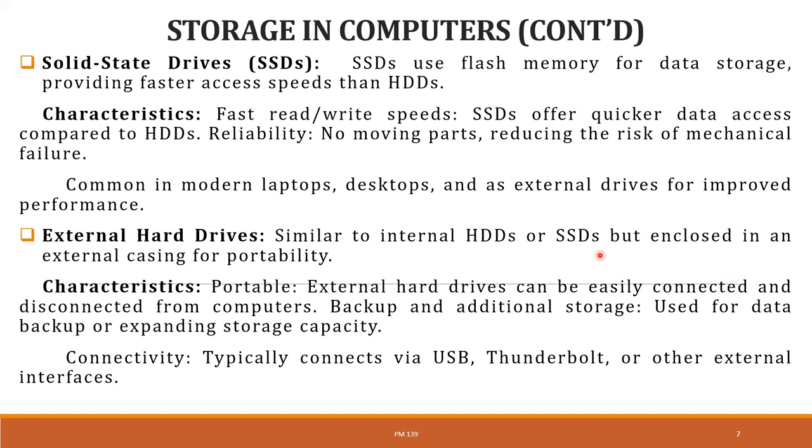For backups and additional storage, they are used for backups and expanding storage capacity. So we can use external hard drive as a backup storage. In case the data on your computer crashes, if you have an external hard disk that you've copied your files onto, you can use them as external storage or backup drives. In terms of connectivity, they are typically connected via USB, Thunderbolt or other external interfaces, but the USB is the most available one that comes with some of these external hard drives.